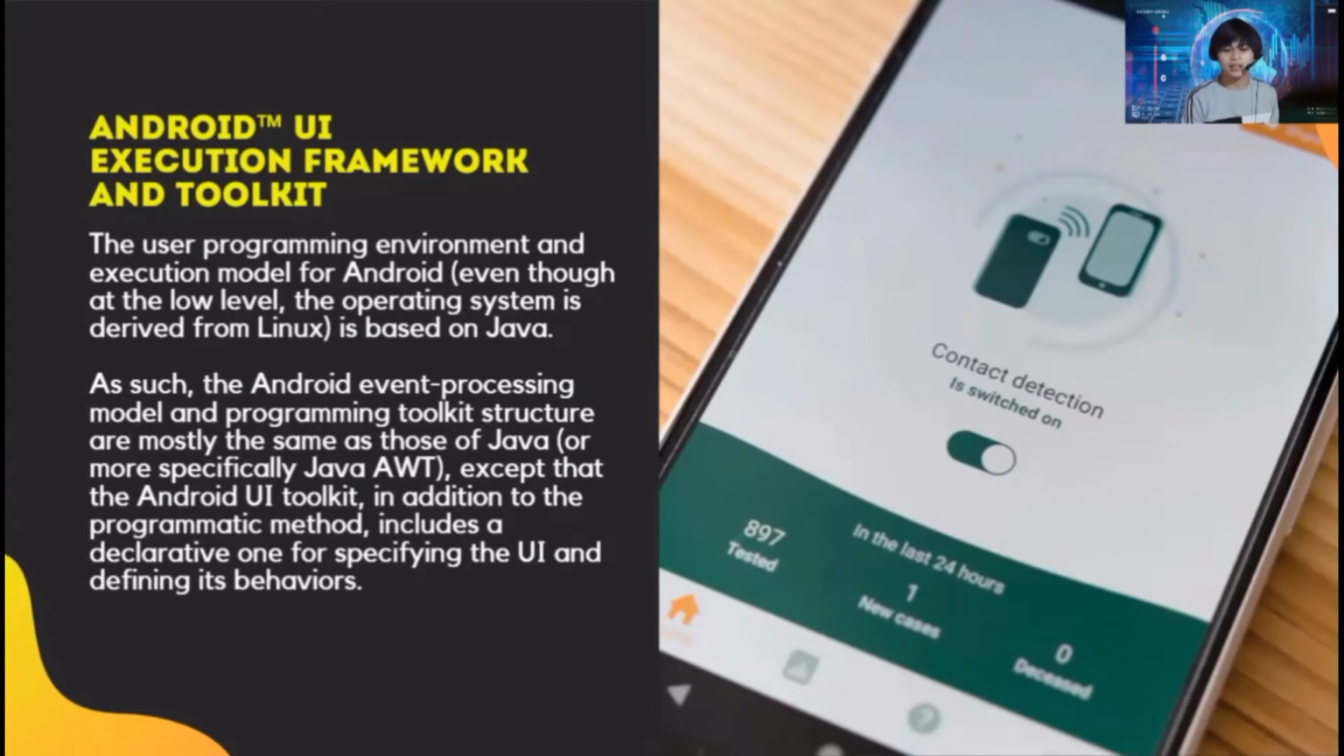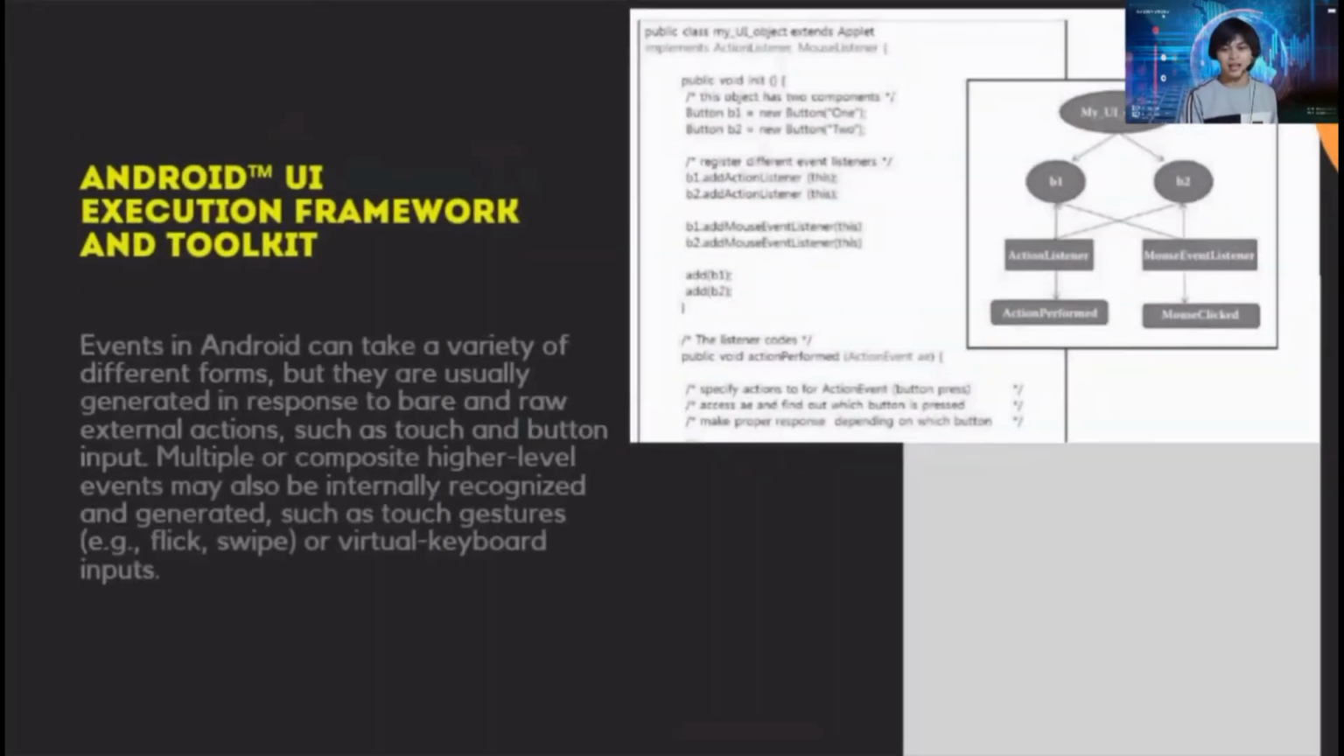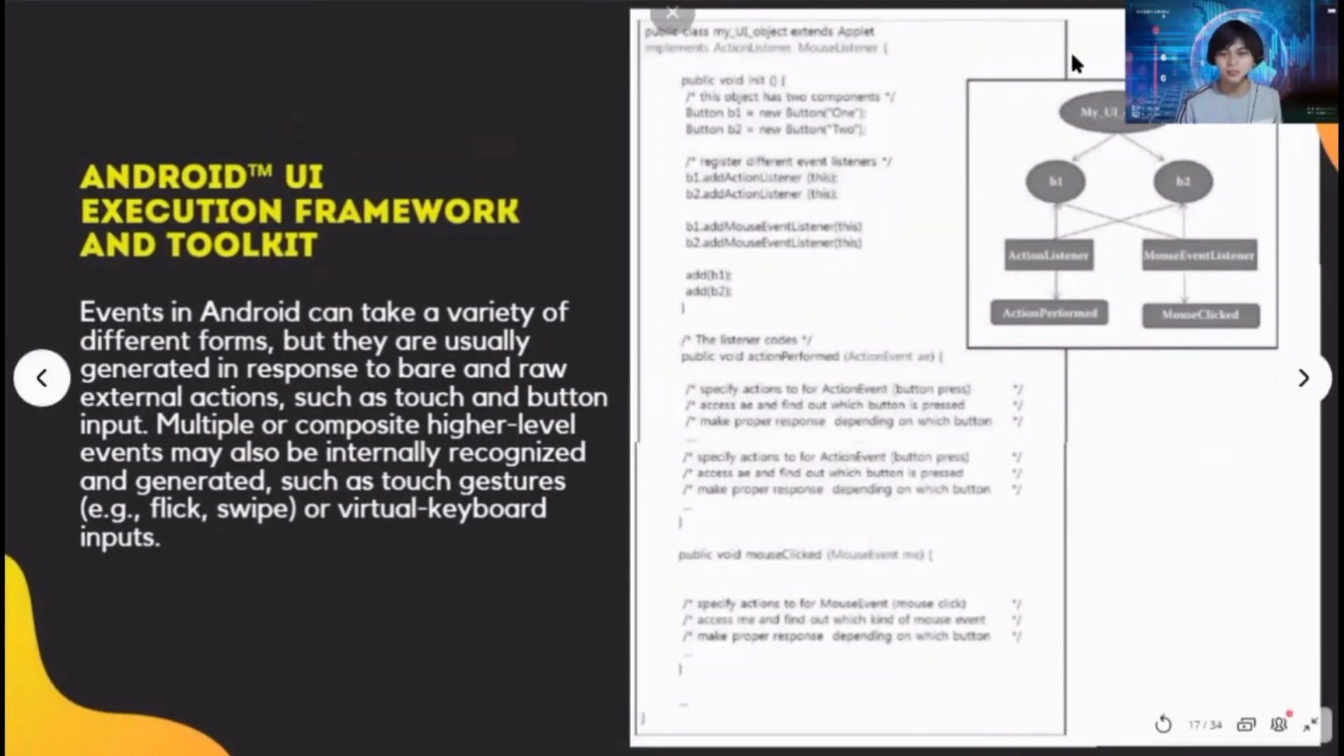Except that the Android UI toolkit, in addition to the programmatic method, includes a declarative one for specifying the UI and defining its behaviors. So they are the same in Android. Okay, so here's the example. I think it's blurry for you, but just check the PDF so it's clearer.